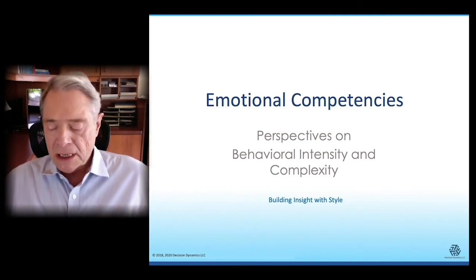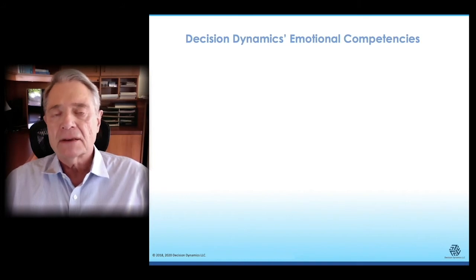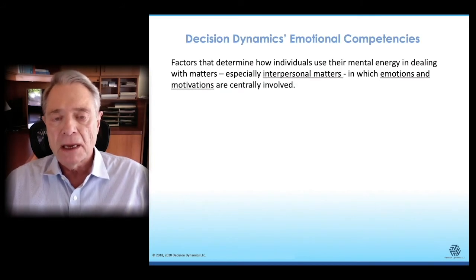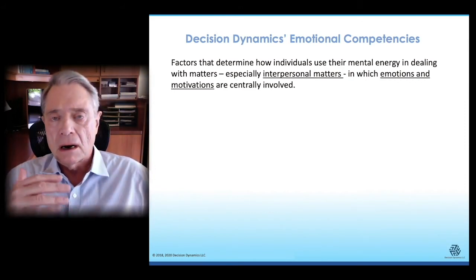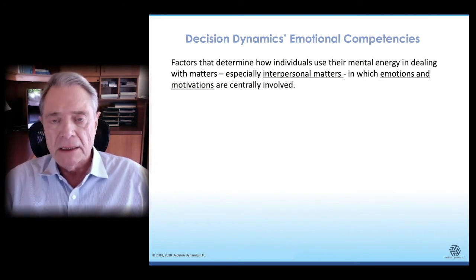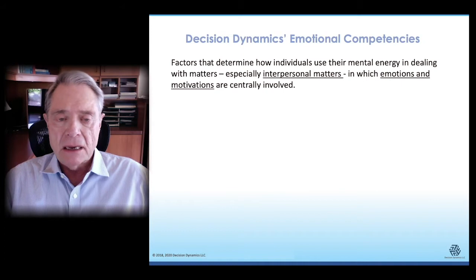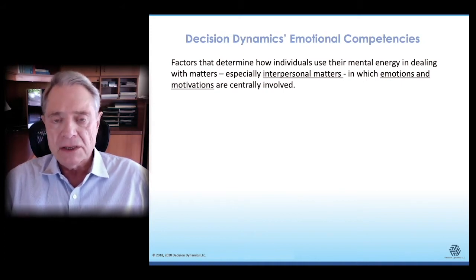So when I say emotional competency, what I'm talking about are factors that determine how people respond to circumstances or situations, and especially interpersonal situations in which there are emotional and motivational factors that come into play. The set of emotional competencies that in particular we look at are 6. You can see them here on the screen.